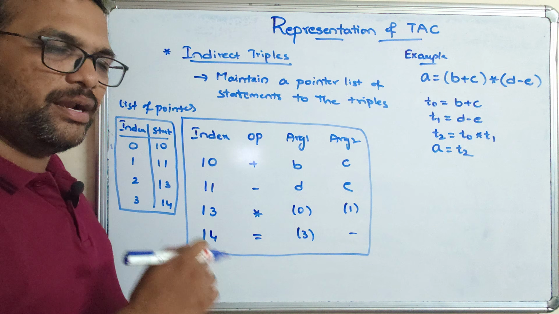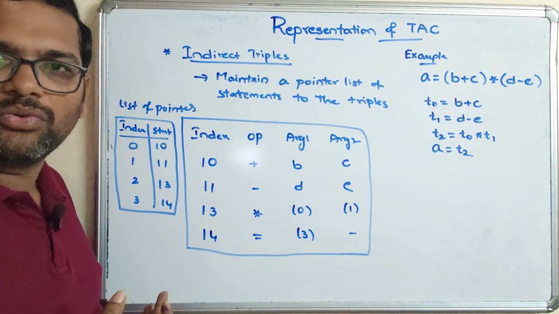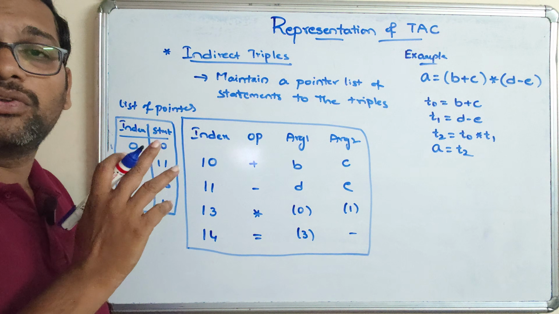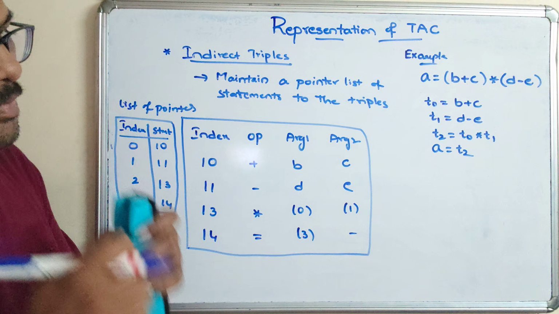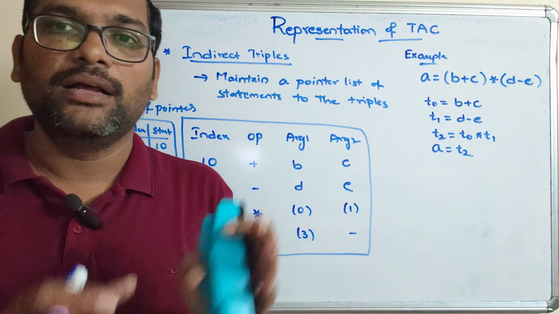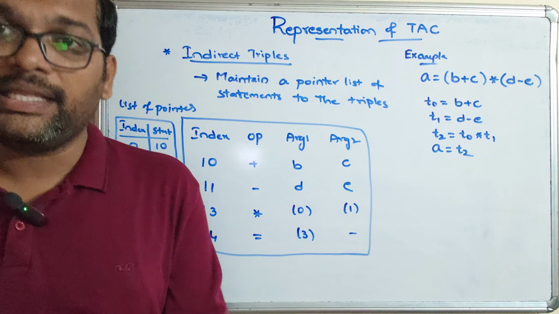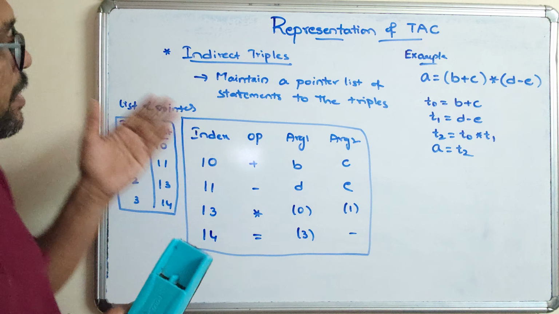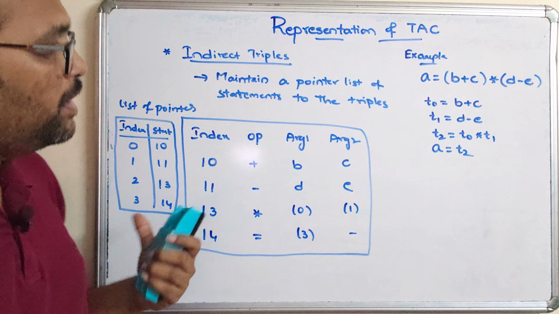So this is an indirect triple, and this is also somewhat difficult for generating the target code. Here also we are not using any temporary variables, but it is difficult to generate the target code. Okay, so among these three, the quadruples will be easy for generating the target code, but it will be using the temporary variables. So hope you understood. These are all the representations of 3 address code. So 3 address code is a type of intermediate code generator, and these 3 are the representations of 3 address code. So hope you understood this one, and I'll stop here.